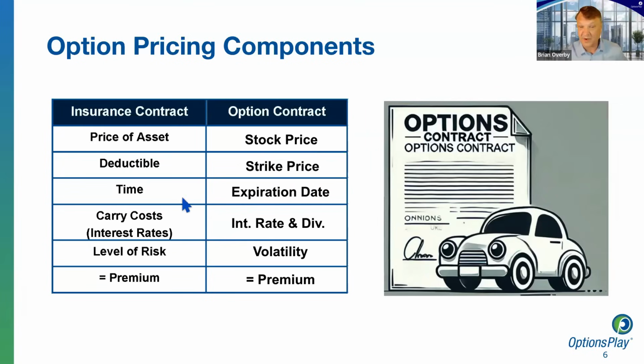Time is money. We're talking about zero DTE. A lot of premium in these options, even on a zero DTE basis, on a one-day basis. But expiration does matter. Interest rates and carry costs: cars don't pay dividends, but stocks do. So we figured that in. But when you pay for your car insurance, when do you pay for it? At the beginning of the term or at the end? You do it at the beginning, right?